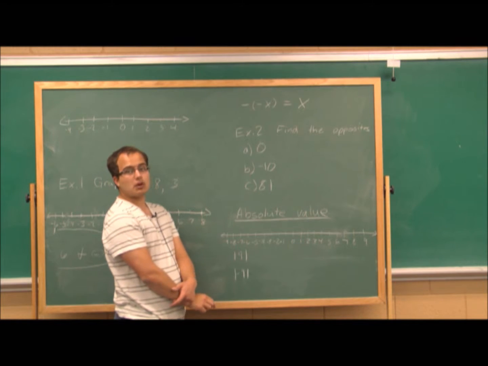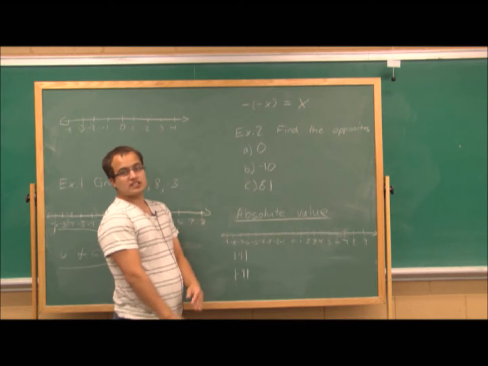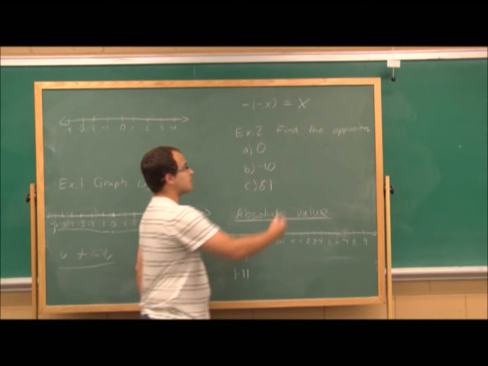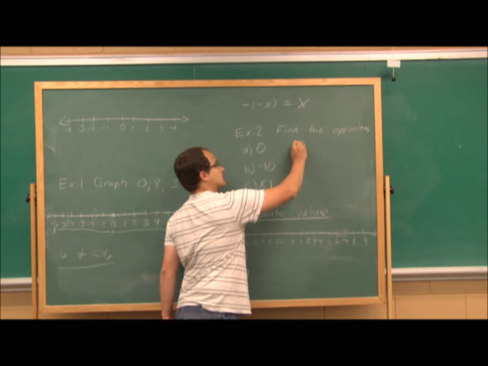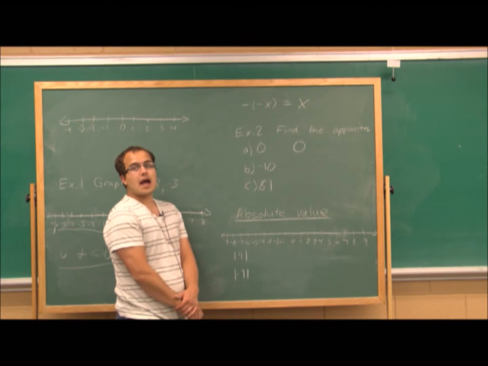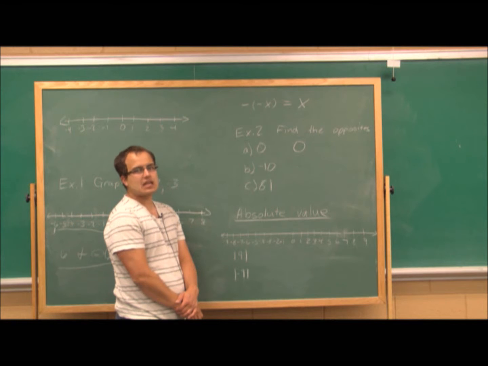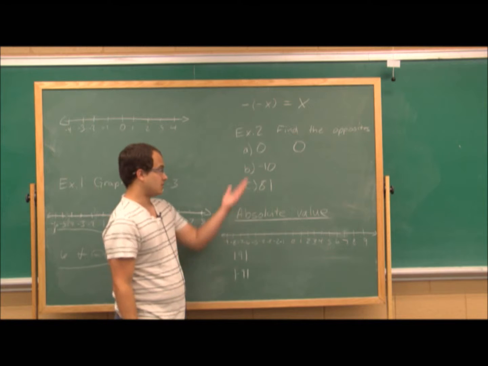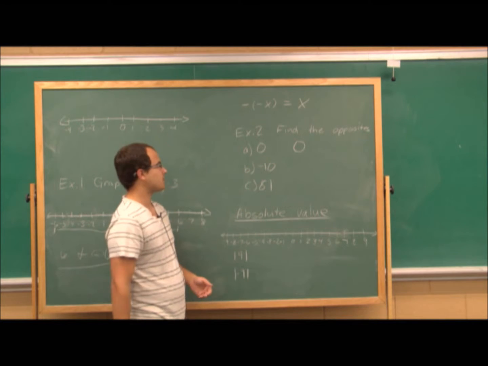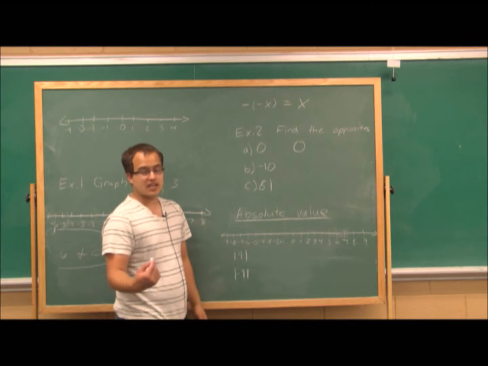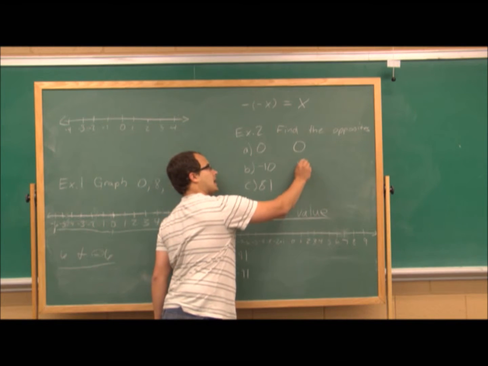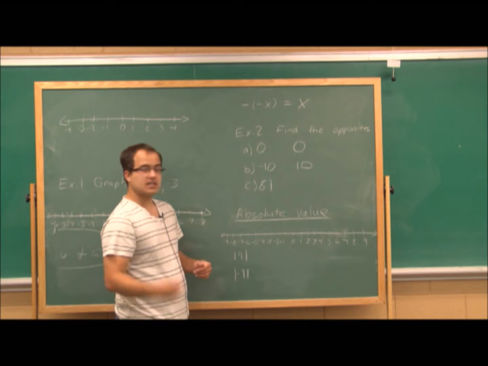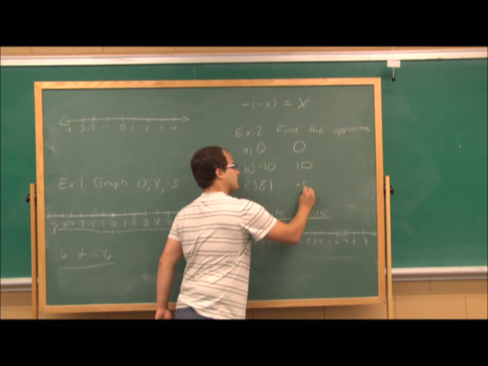So for example 2, I want you to find the opposites. Well, 0 can either be positive or negative. So really its opposite is 0. Now also keep in mind, these opposites are also called additive inverses because when you add them together, they equal 0. Well, 0 plus 0 equals 0. Now the opposite of -10 will be +10. The opposite of 81 is -81.